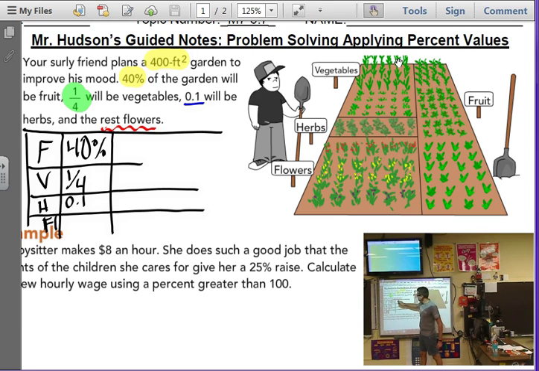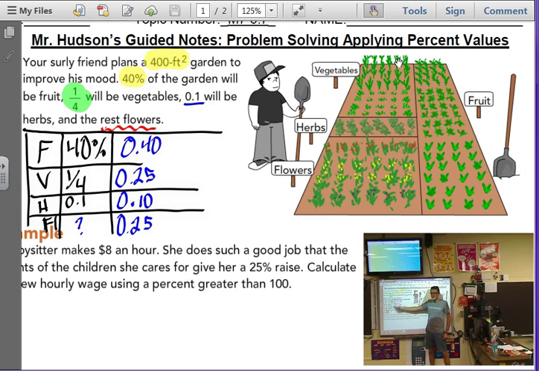So our fruit here, 40% becomes 0.4, 1/4 becomes 25 hundredths or 0.25, 1/10 is 10 hundredths if you add the extra zero that we don't necessarily need there. And now I can figure out how much I have for flowers because I have 40, then 65, then 75 hundredths already accounted for. So this must be 25 hundredths. See how it was very hard to figure it out if we have these mixed forms, some percent, some fraction, some decimal. Way easier once we have the decimal values.